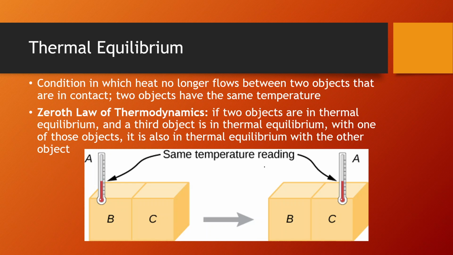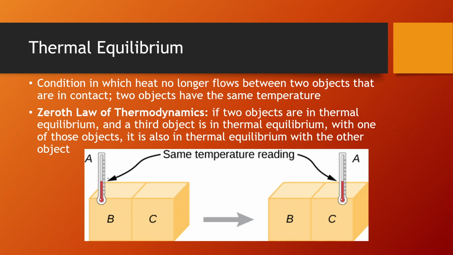Thermal equilibrium is the condition in which heat no longer flows between two objects that are in contact, and the two objects will have the same temperature. So we need to talk about the zeroth law of thermodynamics that states if two objects are in thermal equilibrium and a third object is in thermal equilibrium with one of those objects, it's also in thermal equilibrium with the other object. So if we look at this diagram here, we have two boxes, B and C, that are in contact with each other. They're not moving, and they are in thermal equilibrium.